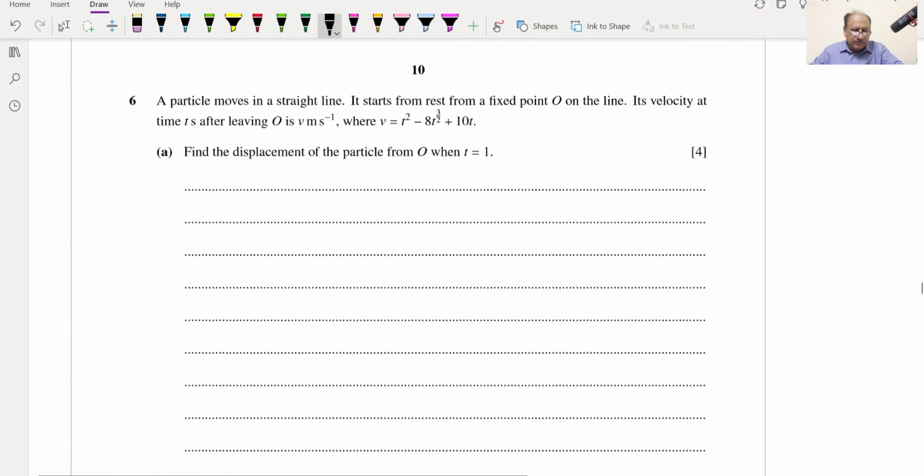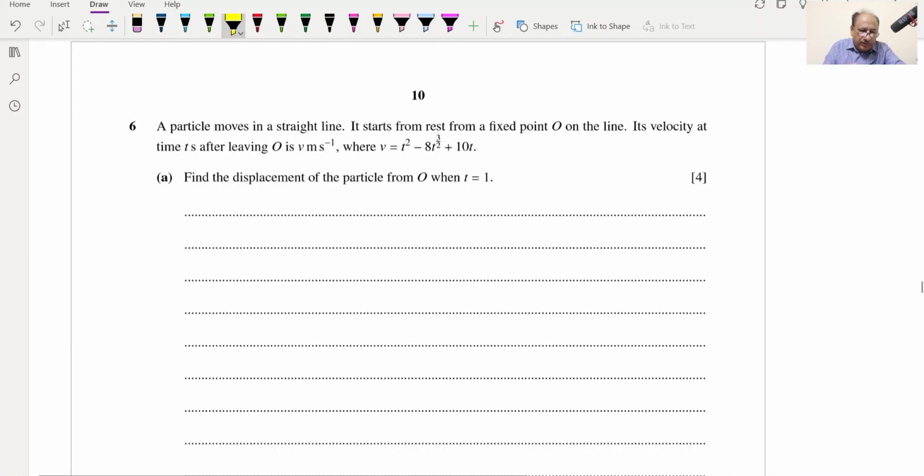Now question number 6. Question number 6 says a particle moves in a straight line. It starts from rest from a fixed point O on the line. Its velocity at time t seconds after leaving O is v meter per second, where v is given. This one v is given. This is the velocity function. So find the displacement of the particle from O when t is equal to 1.